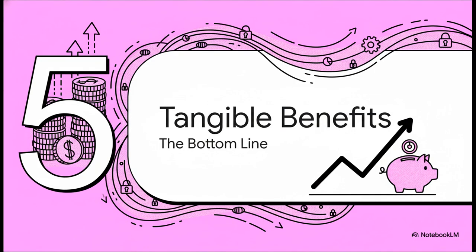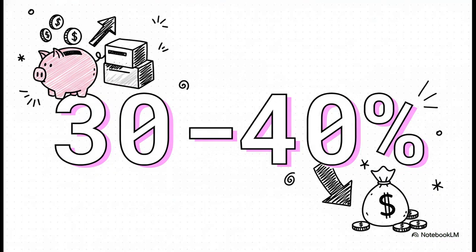Okay, so all of that sounds fantastic, right? But what does it actually mean for your bottom line? Let's talk about the real, tangible benefits you can actually expect to see. Here's the headline number. We are talking about potential annual savings of 30 to 40% on your software costs. For most businesses, that is a huge amount of money that was just evaporating. Now it's flowing right back into your budget where it belongs.